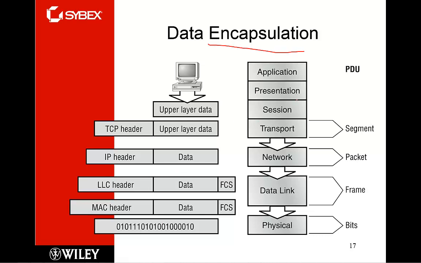And then, if you look over here, we've got something called a protocol data unit. At every layer we can say it has a protocol data unit. And just like I said before, at the transport layer we have a special name for the PDU: segment; network: packet; data link: frame; and then we have physical: bits. So that's data encapsulation.